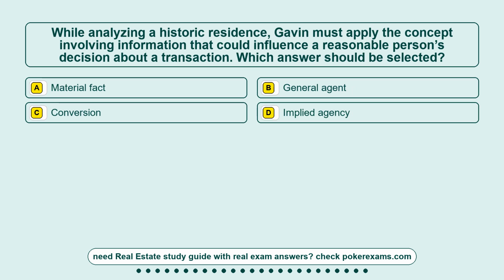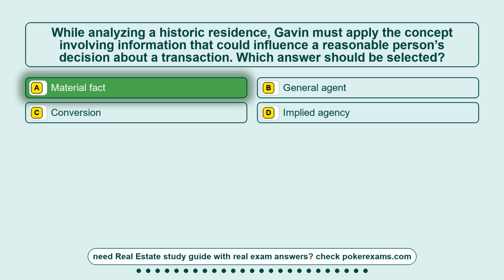Question 5. While analyzing a historic residence, Gavin must apply the concept involving information that could influence a reasonable person's decision about a transaction. Which answer should be selected? Option A, material fact. Option B, general agent. Option C, conversion. Option D, implied agency. The correct answer is option A, material fact.